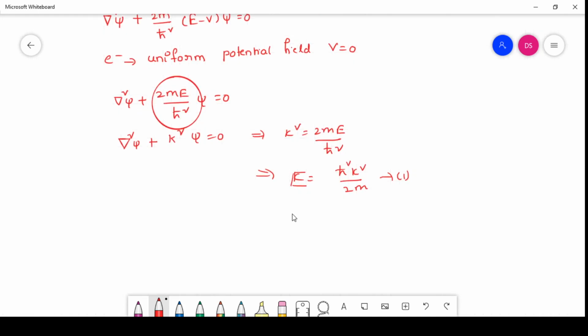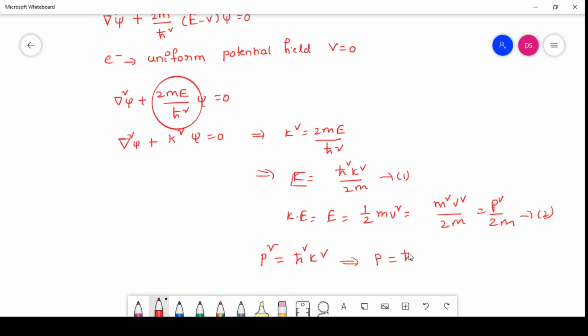And we can also write the kinetic energy of the electron as half m v square, which can also be written as m square v square by 2m, that is p square by 2m. Now if we compare equation 1 and 2, we get the momentum of the electron: p square is equal to h cross square k square. So that implies p is equal to h cross k. This is the momentum of the electron inside the material.